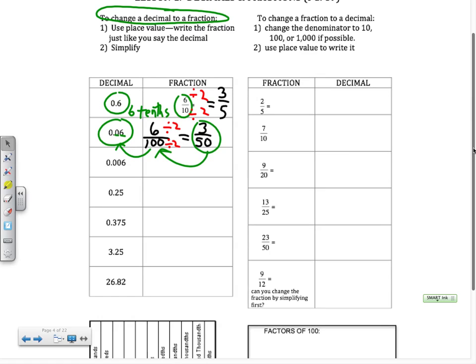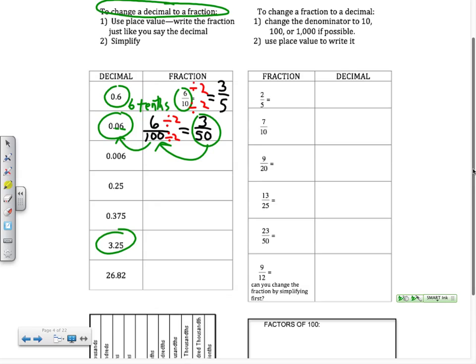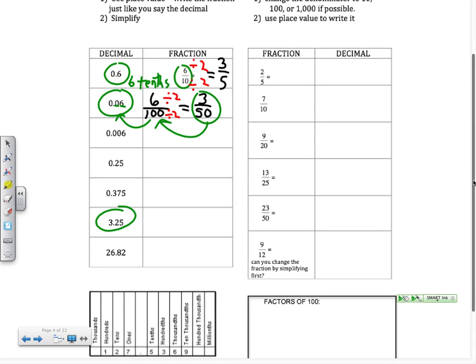I'm going to take you through one more before I let you go. But let's look at this one. This one's different, 3.25, because it has a 3 in the ones place, a 3 in the whole number. So we would say 3 and 25/100. I can write that 25/100 as the fraction part of that mixed number. And then I want to simplify, like I always do, and 25/100 is equal to 1/4. So 3.25, 3 and 25/100 is equal to 3 and 1/4. Go ahead and finish this page.